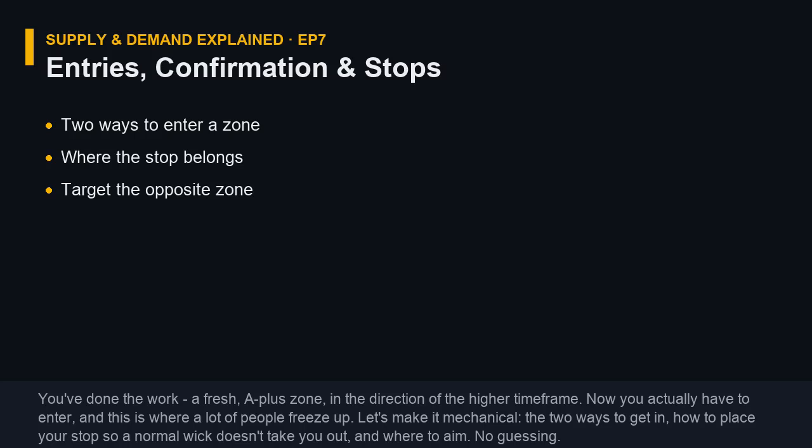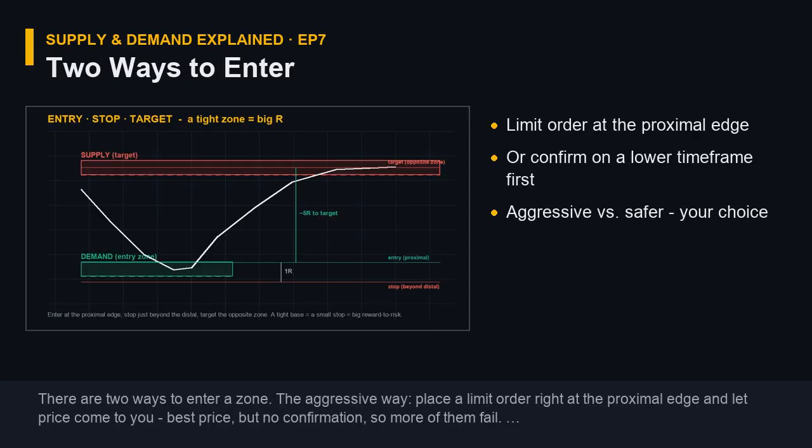You've done the work, a fresh A-plus zone in the direction of the higher time frame. Now you actually have to enter, and this is where a lot of people freeze up. Let's make it mechanical. The 2 ways to get in, how to place your stop so a normal wick doesn't take you out, and where to aim. No guessing.